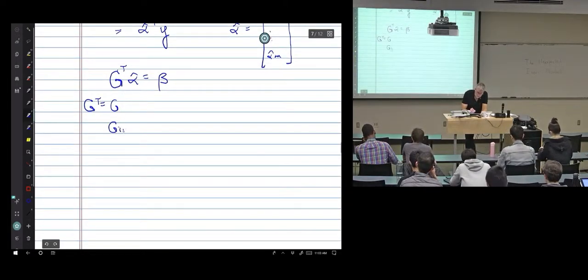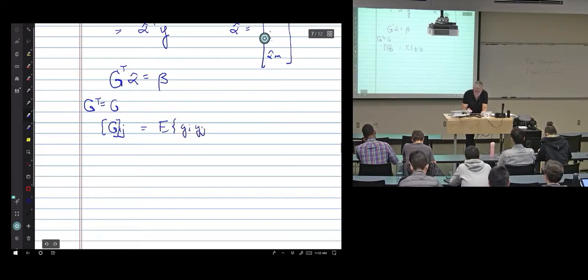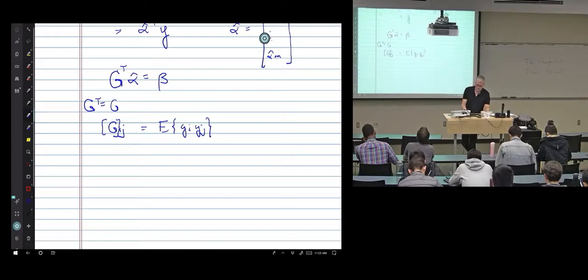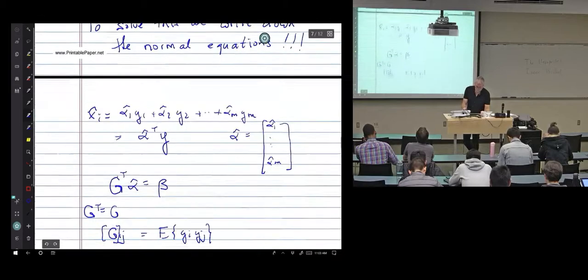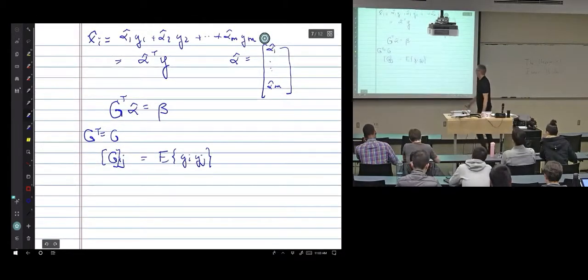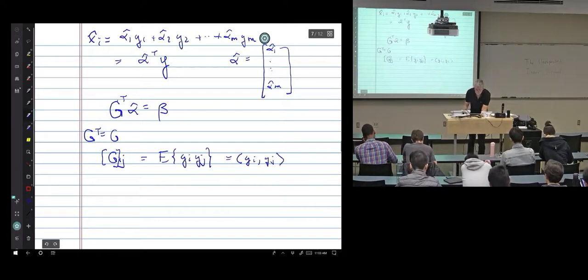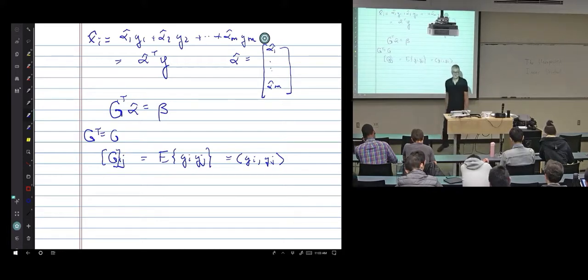And the ij element of G is equal to the expected value of yi times yj. Right? We take the inner product of the basis vectors for the subspace M. M is the span of y1 to ym. So that's the inner product, okay? So that's the inner product of yi with yj. So let's just calculate what this correlation coefficient is.